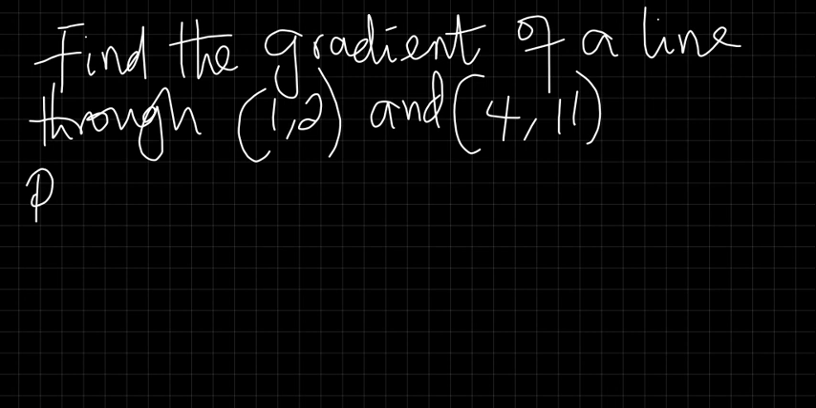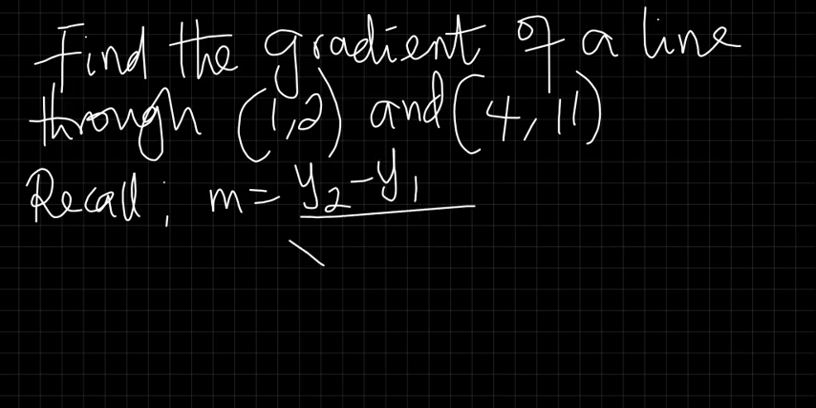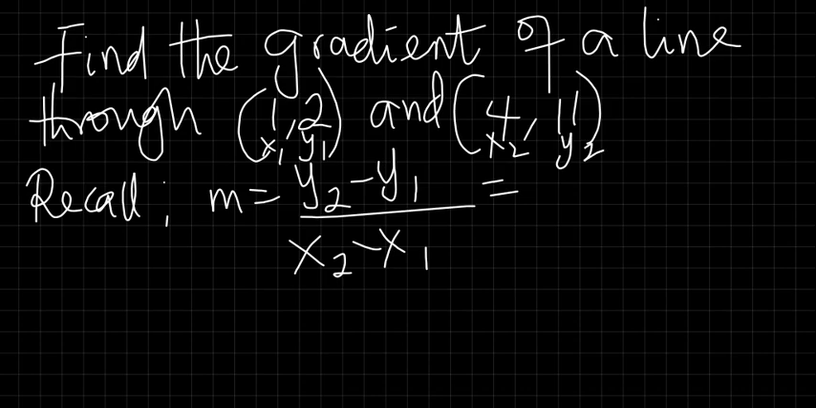Recall the formula for the gradient of a line given 2 points. m is equal to (y2 minus y1) over (x2 minus x1). So what we are going to do is, from the question, this is our x1, this is our y1, this is our x2, this is our y2. So I will substitute. So this will be (11 minus 2) over (4 minus 1).